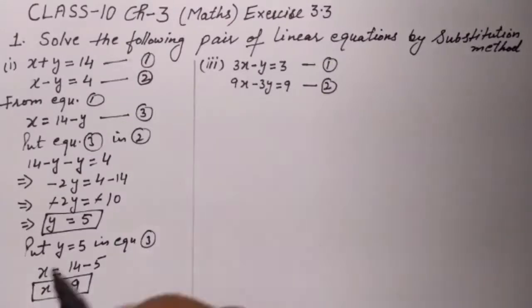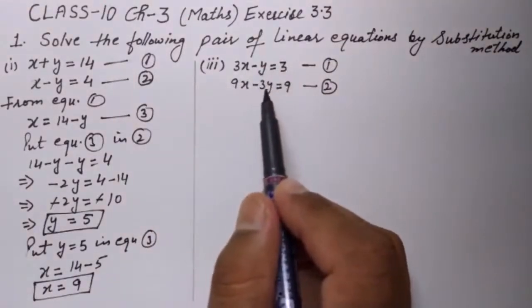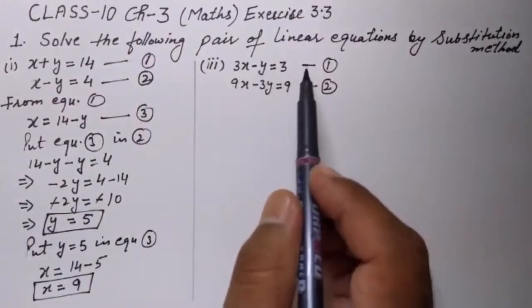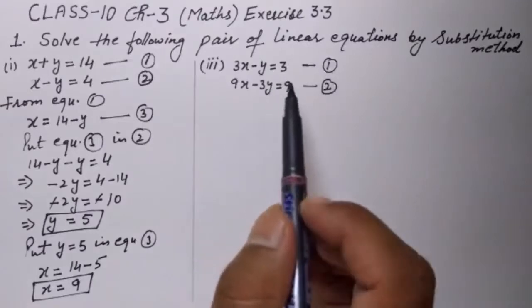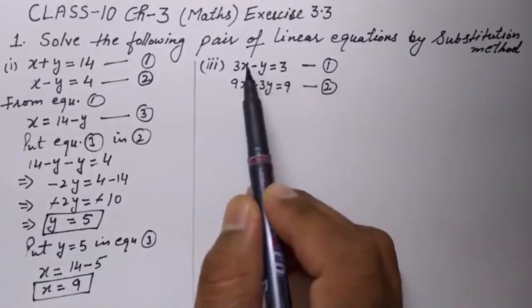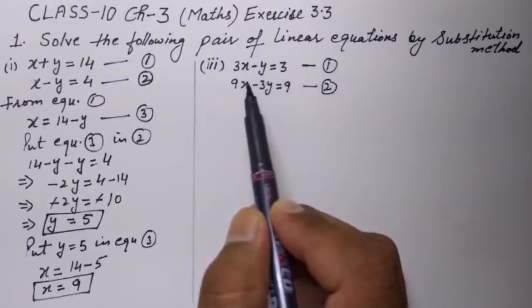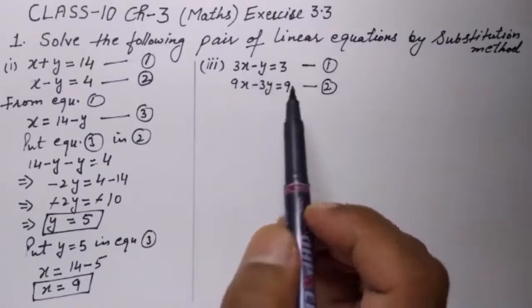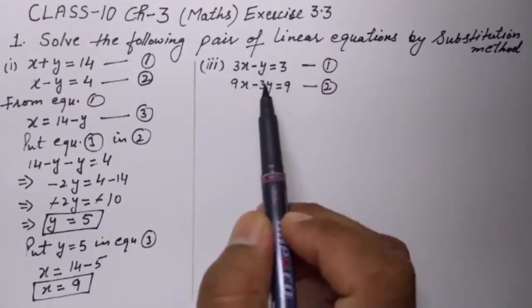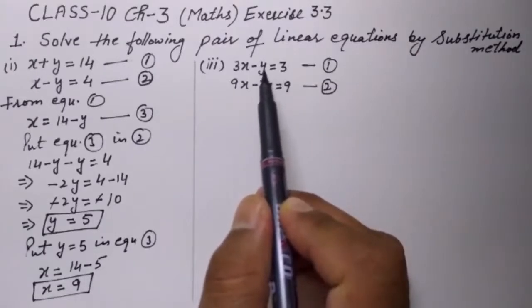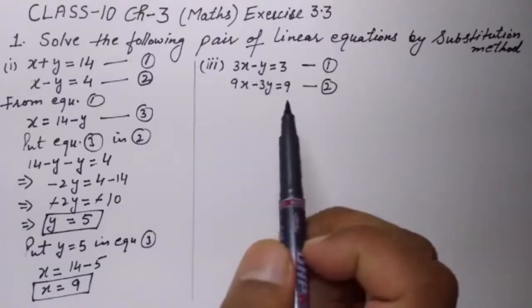Now let's do the third part. This is 3x minus y is equal to 3 and 9x minus 3y is equal to 9. So I have set these equations as number 1 and number 2. Now what we do, we'll take out the value of either x or y from any one of the equations and we will fill that value in the other equation. So what I do, I'll take out the value from here, from equation number 1, take out the value of y, then I'll fill that value in equation number 2.